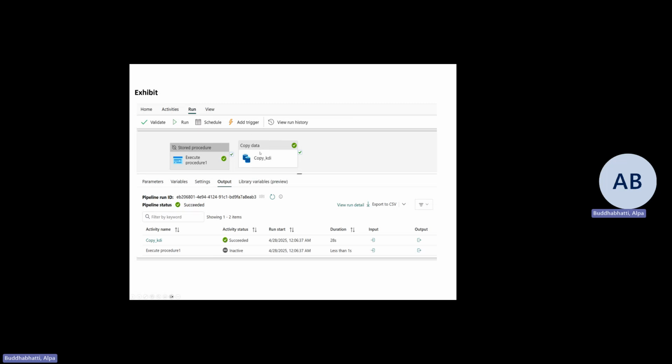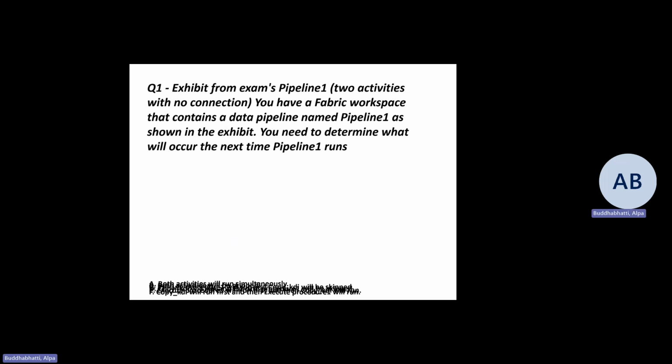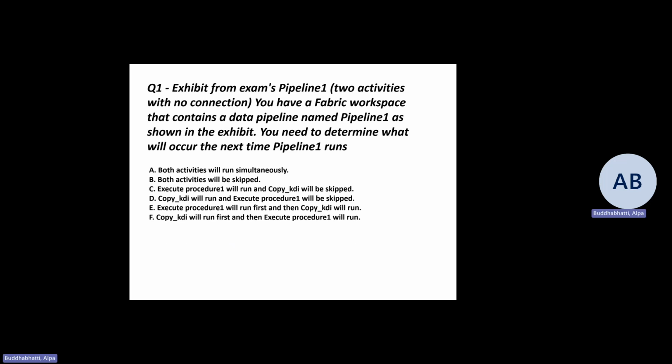So now let's see your options. These are the four options. The question is like: both activities will run simultaneously; both activities will be skipped; no, Execute procedure 1 will run and Copy KDI will be skipped; no, Copy KDI will run and Execute procedure 1 will be skipped. So this is the answer, D. And Execute stored procedure 1 will run first and then copy, no, and no and no.